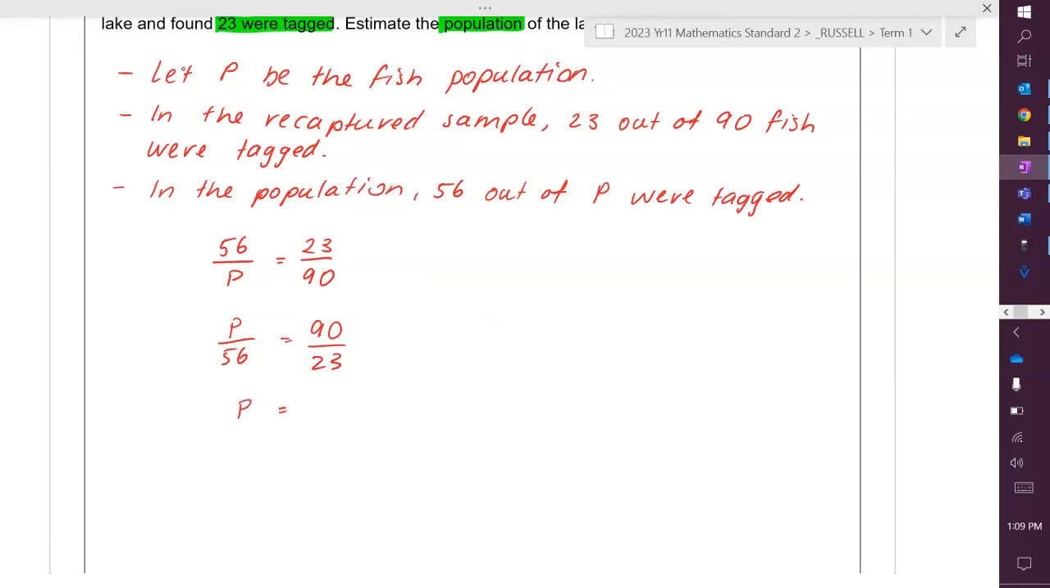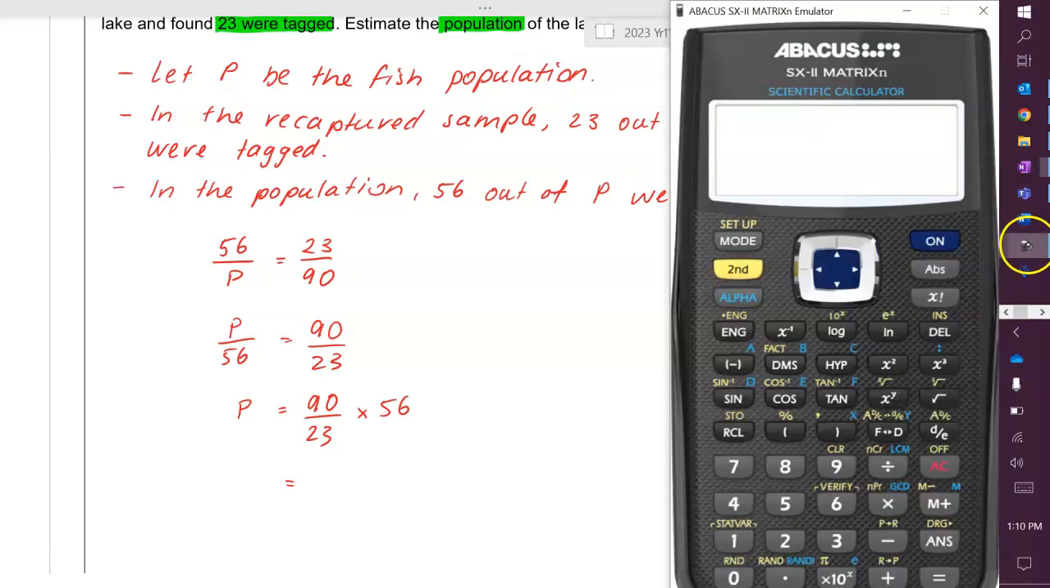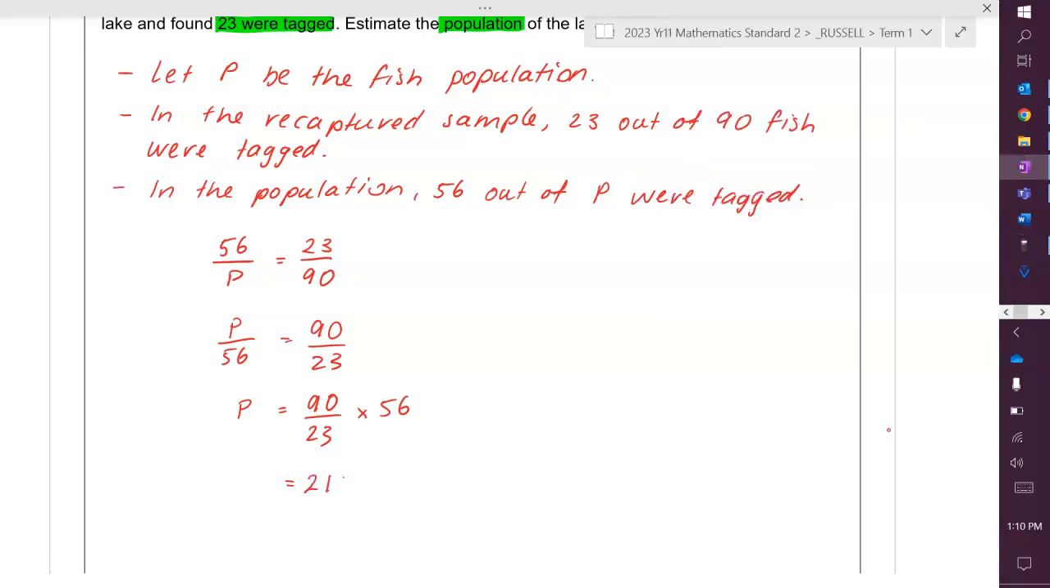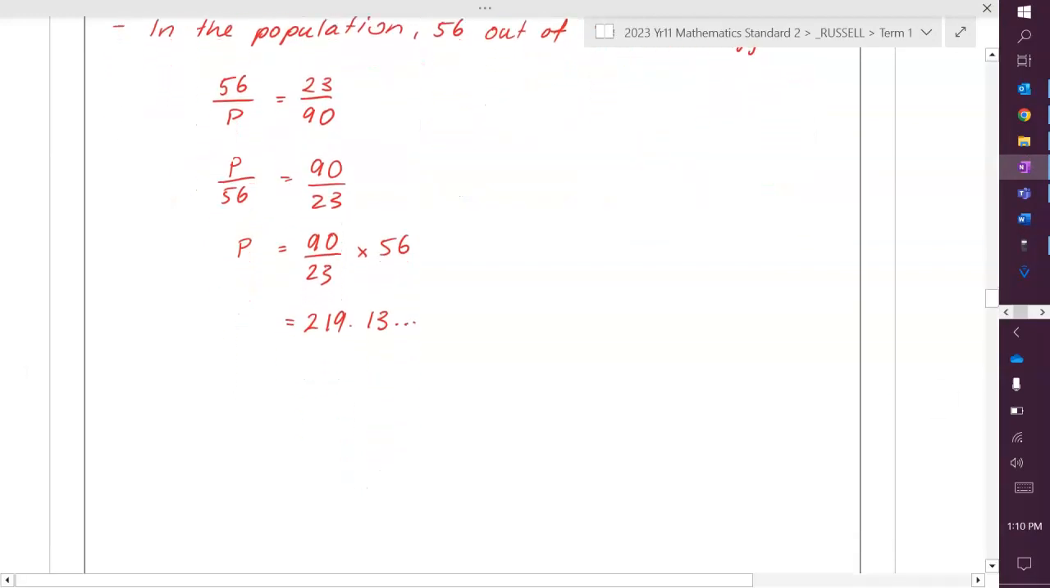So P equals what I do to that left-hand side, I'm also having to do to the right. So I've multiplied both sides by 56 to eliminate the fraction on the left, and I have to then multiply that fraction on the right by 56. So 90 over 23 multiplied by 56. And we get 219.13. And again, because we're talking about an item, I need to round that so it becomes 219 fish.